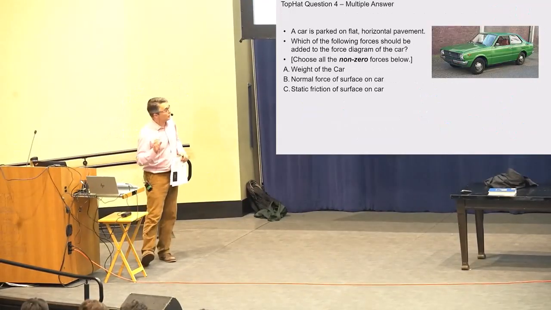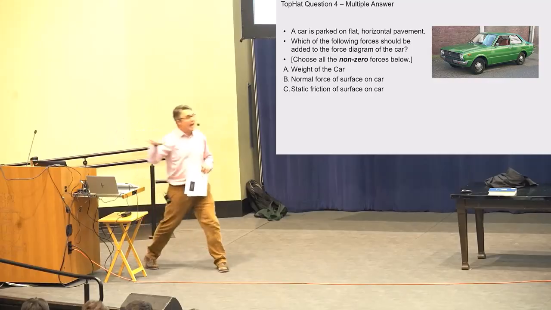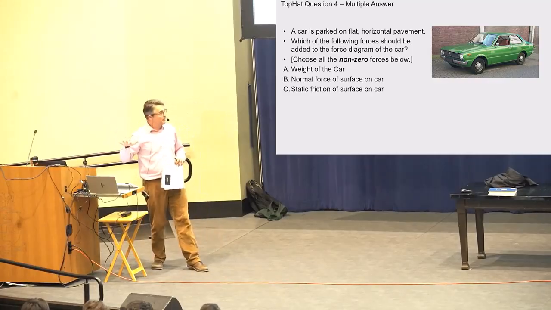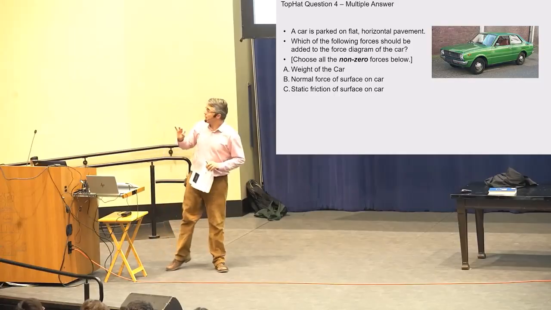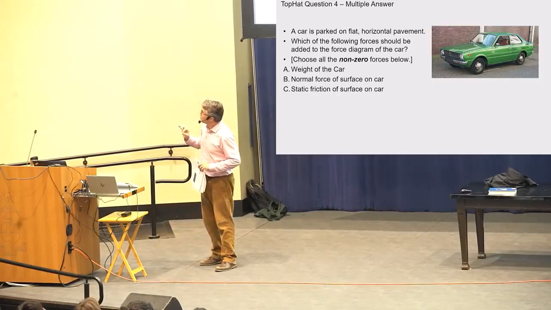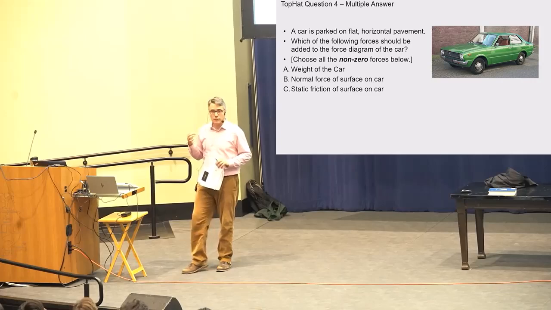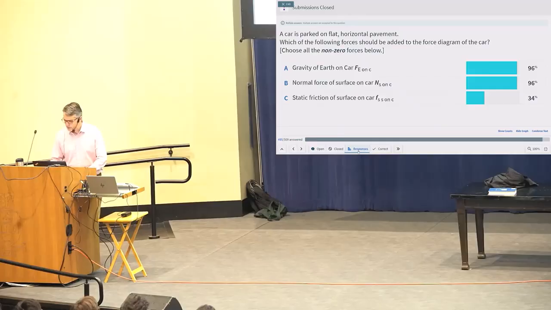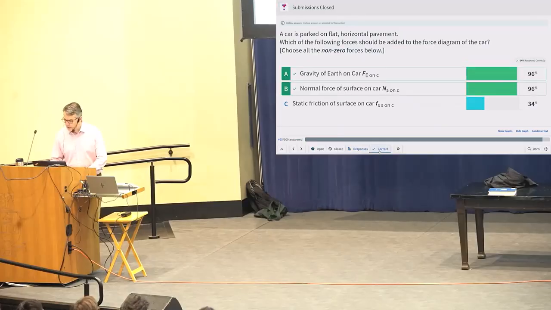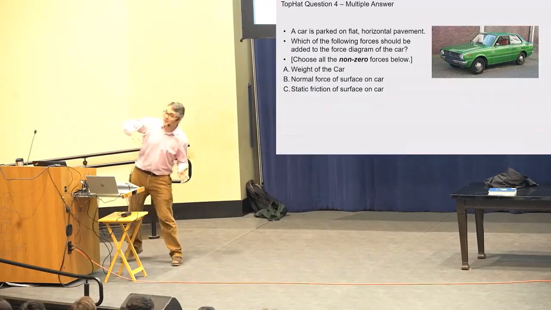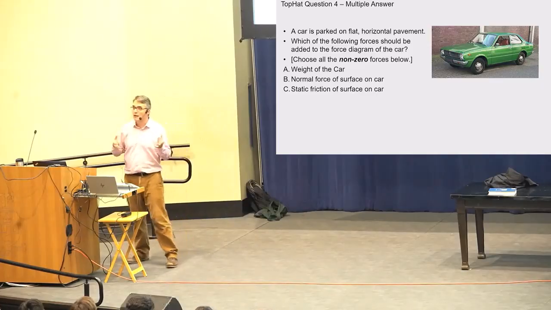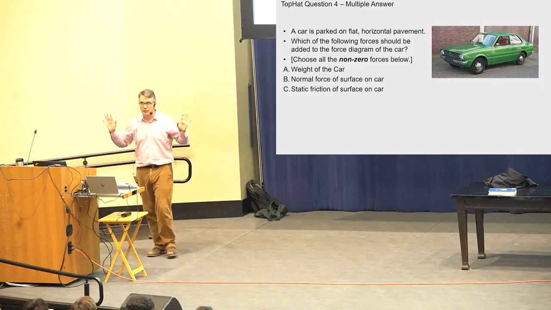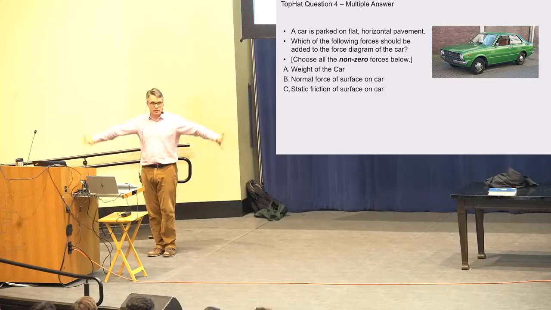It's this green Toyota Corolla parked on a flat, horizontal pavement. If you're going to draw the free body diagram for this car, which forces should you draw? Responses? Yeah, you don't draw static friction because it's not needed in this particular case. I really like that. If it was on a hill, or if someone was trying to push the car, then there'd be some static friction. But if you just leave it alone, static friction naturally just goes to 0.